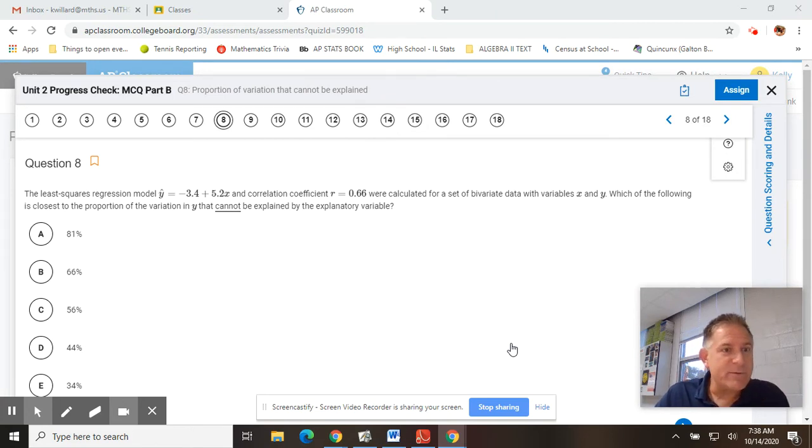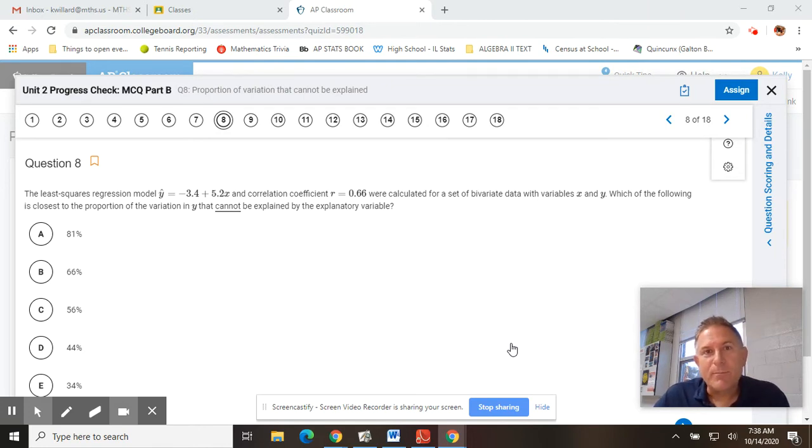This one says the least squares regression model and correlation coefficient 0.66 were calculated. Which of the following is closest to the proportion of the variation in y that cannot be explained? This one should have been really easy for us, but a lot of people got it wrong, and I was confused about that.